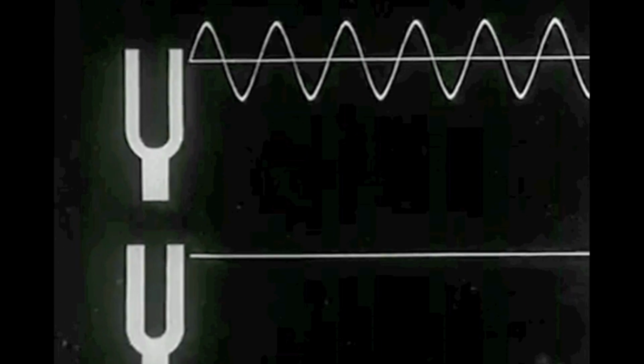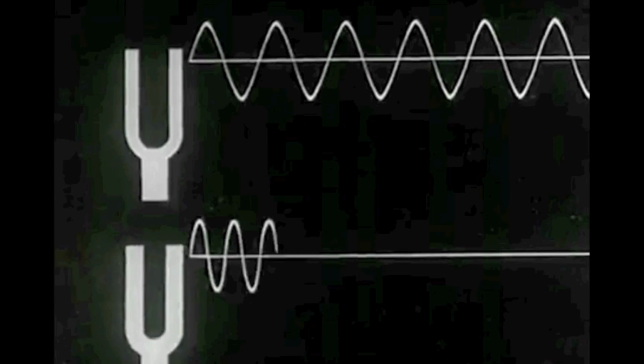First is wavelength. It is the distance from the crest of one wave to the crest of the next, the crest being the highest point of the wave. Frequency is the number of waves that pass a point in each second. It is the difference between a high pitch and a low one.